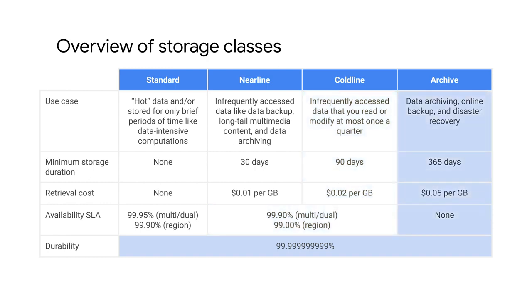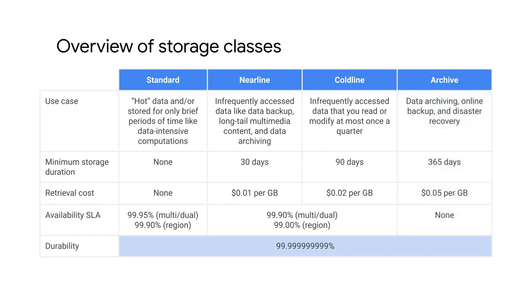Archive storage is the lowest cost, highly durable storage service for data archiving, online backup, and disaster recovery. Unlike the, so to speak, coldest storage service offered by other cloud providers, your data is available within milliseconds, not hours or days. Unlike other cloud storage classes, archive storage has no availability SLA, though the typical availability is comparable to nearline and coldline storage. Archive storage also has higher costs for data access and operations, as well as a 365-day minimum storage duration. Archive storage is the best choice for data that you plan to access less than once a year.